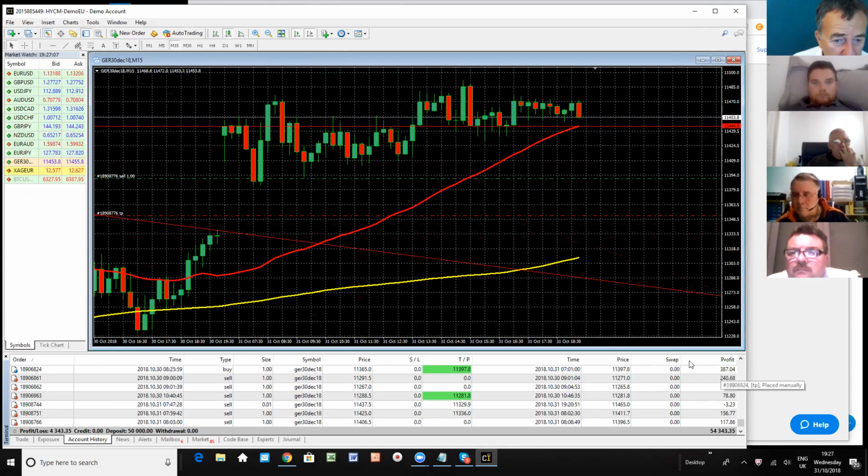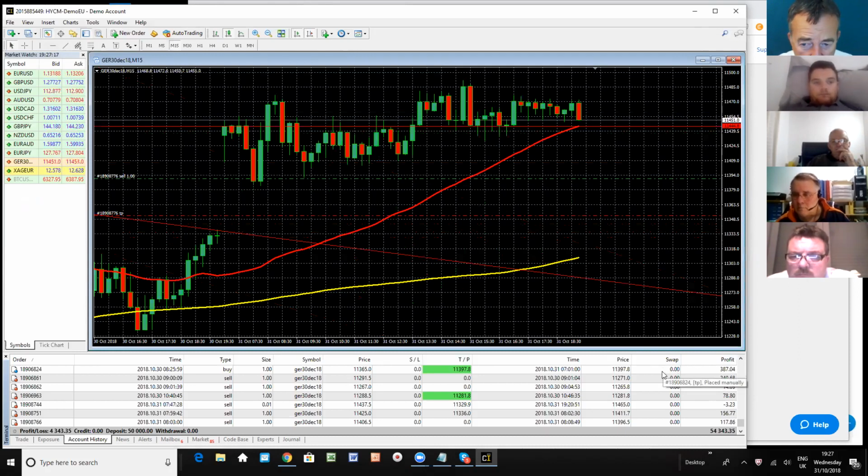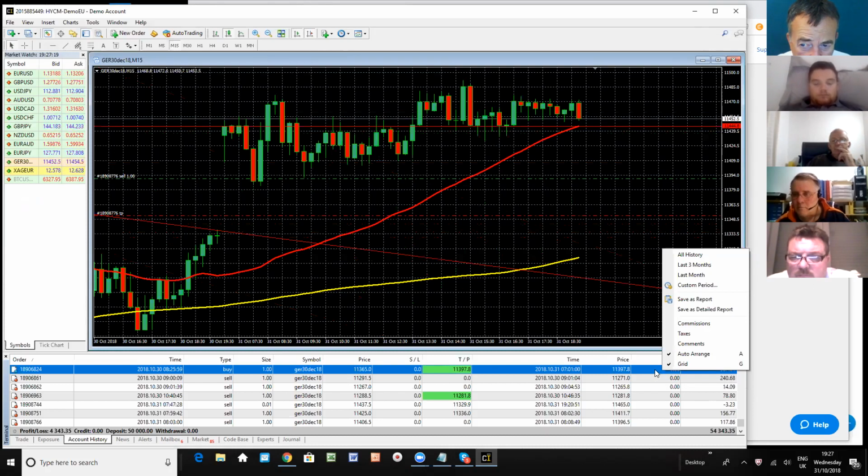And you can actually print that off, and it goes back through the whole of the history. If you right click on that trading section, Harry, you can see all the history, or the last 3 months, or the last month, or if you want a custom period, for example to see what your trading history looked like in the last week of July, you can do that. You can save it as a report, and you can look at commissions, taxes, comments, and all that kind of thing. So that's all to do with your trading history. Very, very useful. Right, so moving on.